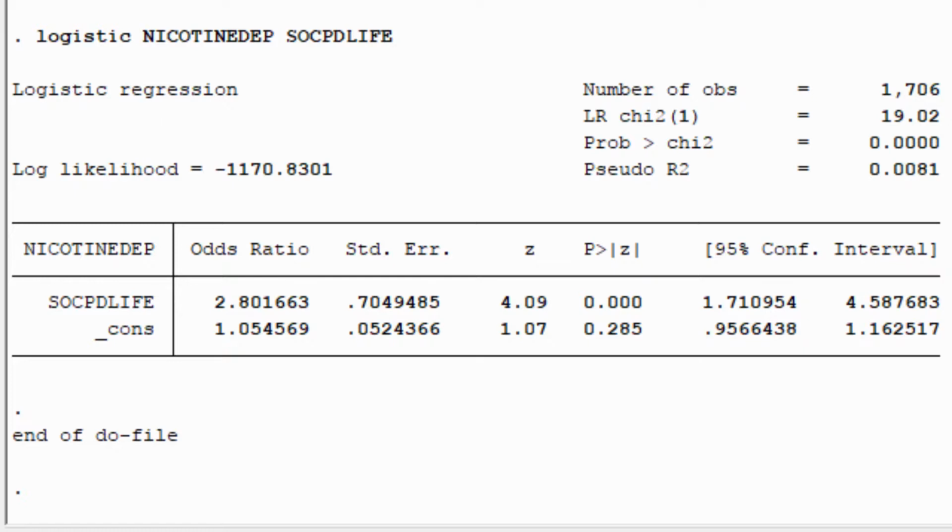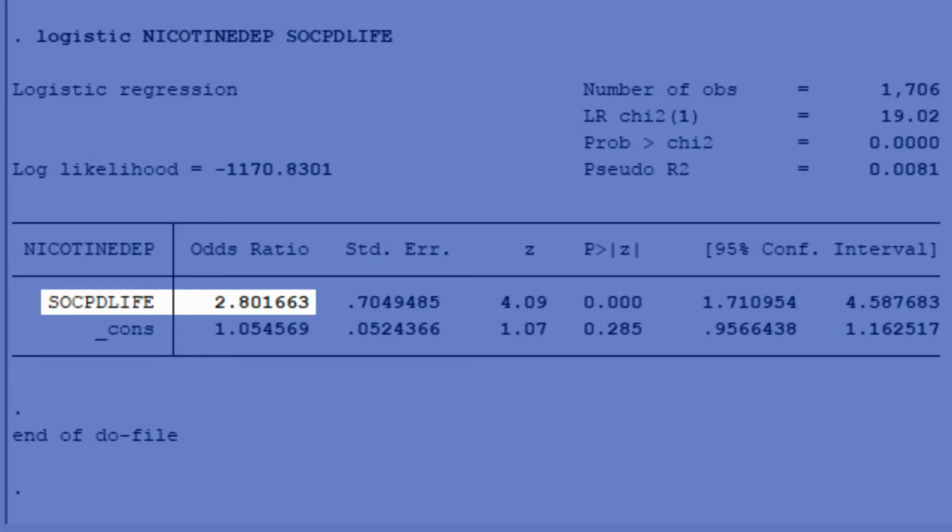Because both our explanatory and response variables in this model are binary, coded 0 and 1, we can interpret this odds ratio in the following way. Within our sample, those young adult daily smokers with social phobia are 2.8 times more likely to have nicotine dependence than young adult smokers without social phobia.